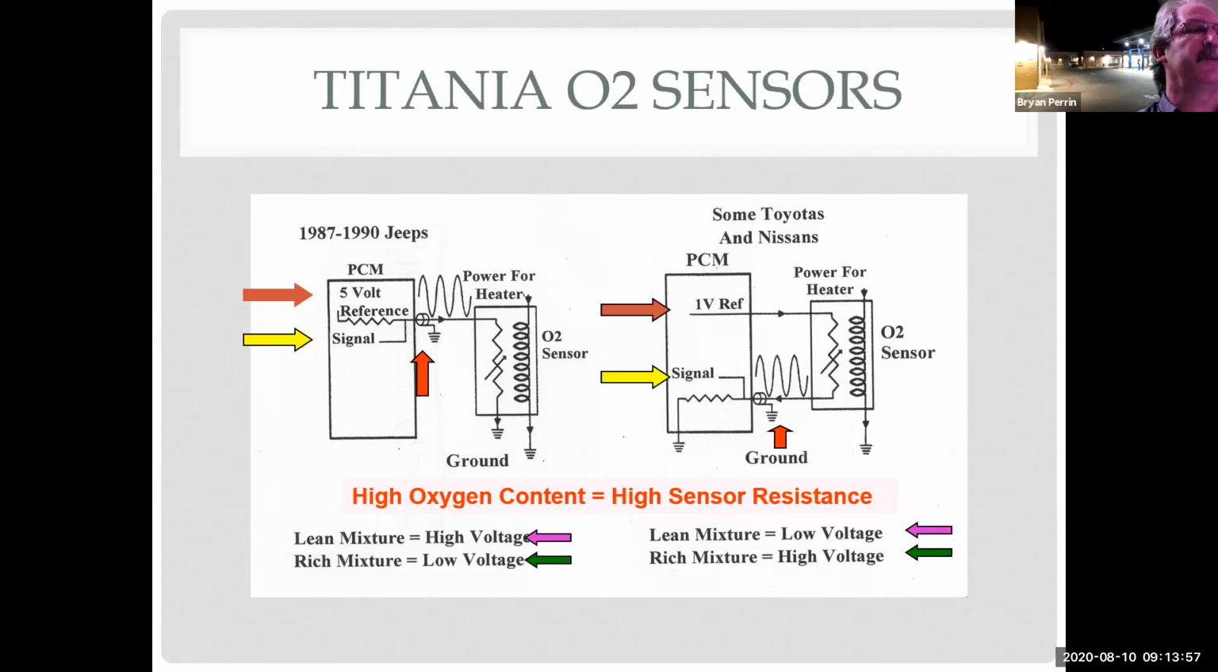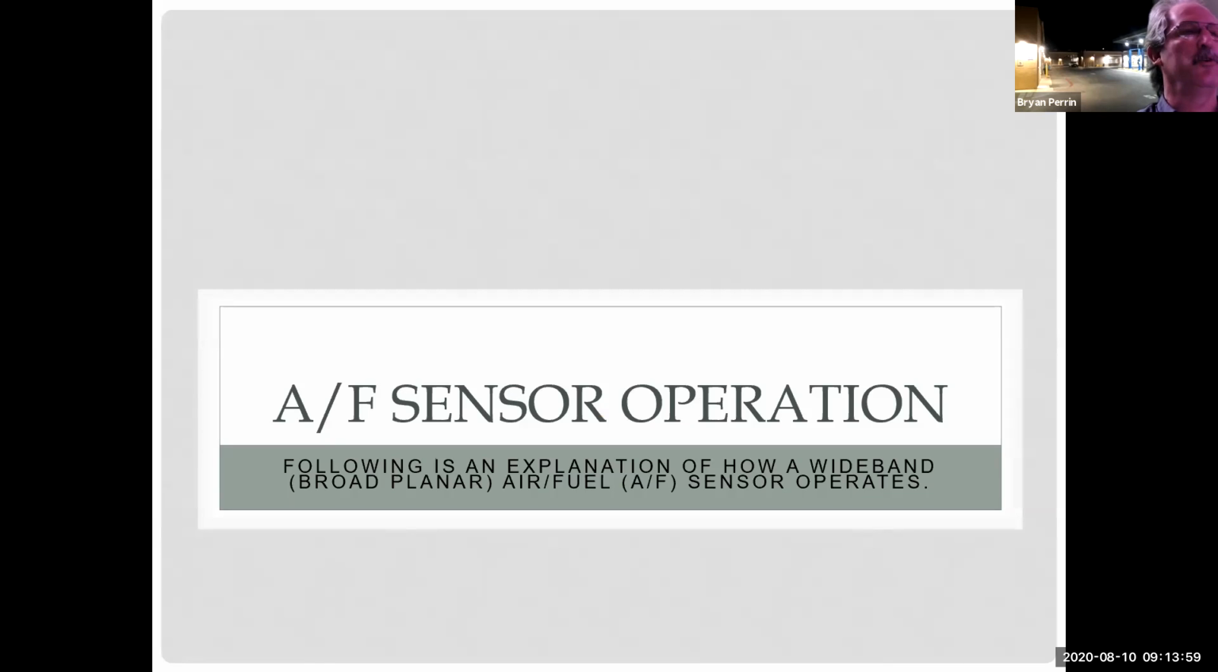So let's get into some current technology and look at air-fuel ratio sensors. The following is an explanation of how a wideband or broad-plane air-fuel ratio sensor operates. There's only 2 companies that really make these. One is Bosch, the other is Denso. So everything in the world has either a Bosch or a Denso when it comes to AF sensors. So it kind of makes it a little simpler. I'm sure NTK does sell some, but those are the 2 primary ones we see.